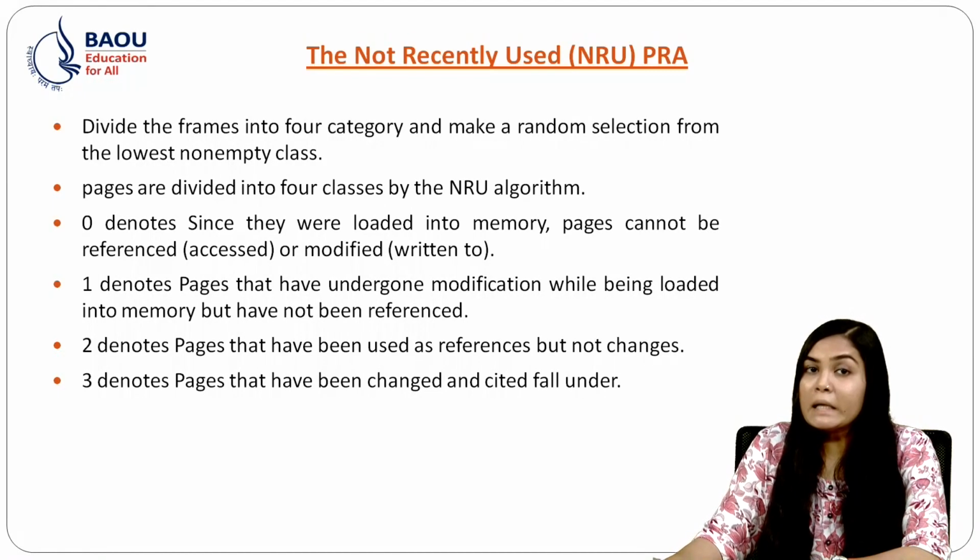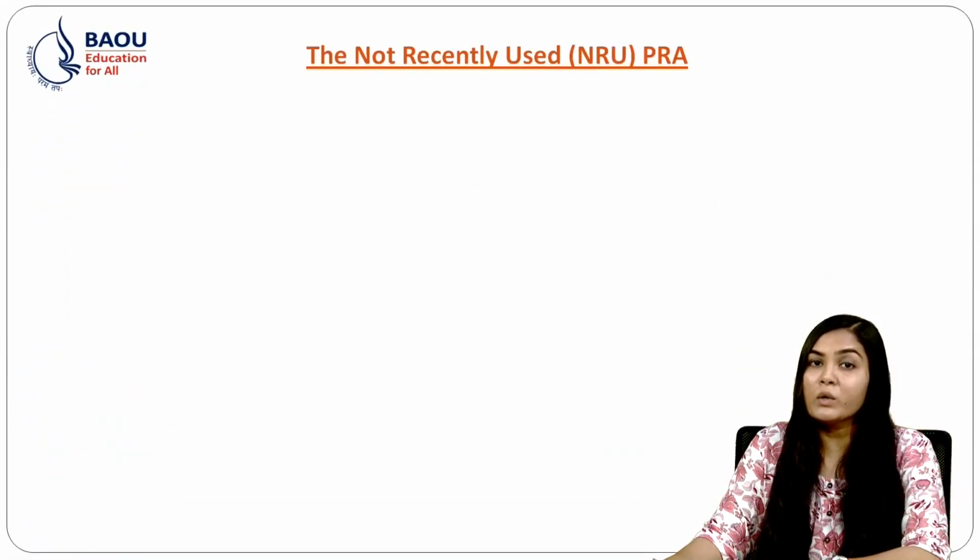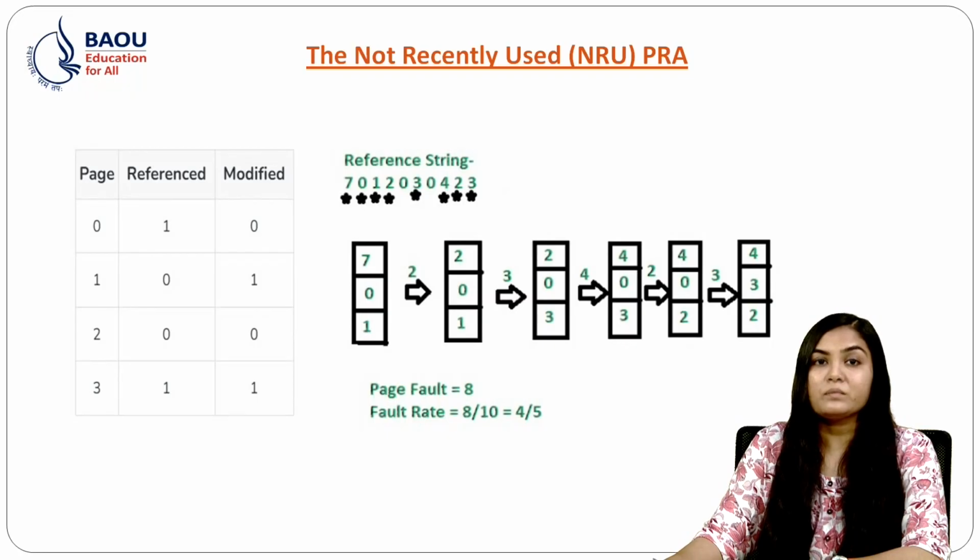If a clean page, meaning a page that is not modified, is chosen to evict, the operating system does not have to write it back to disk, hence the cost of eviction is lower than for a dirty page. So let's see how the NRU algorithm works.